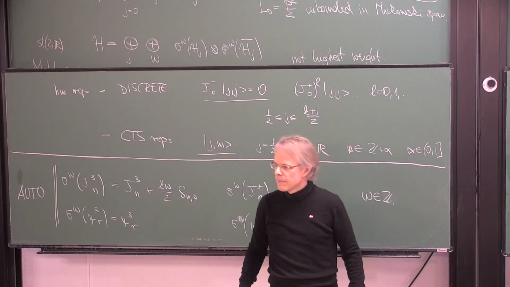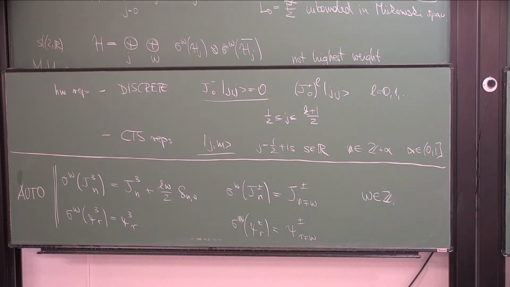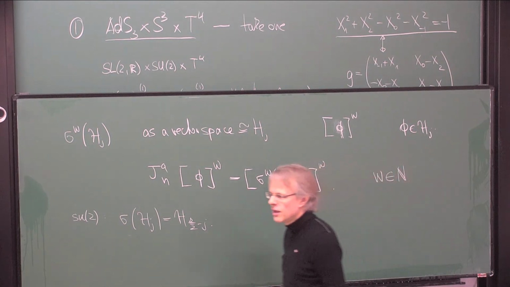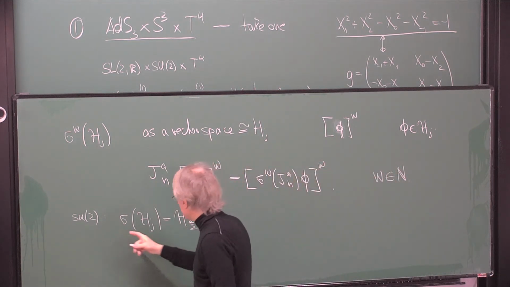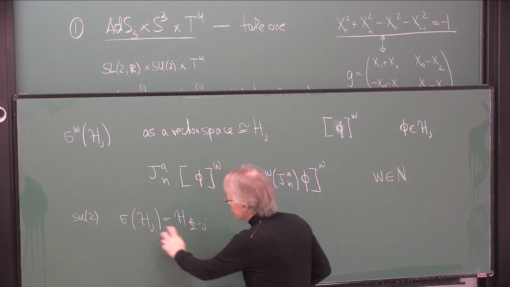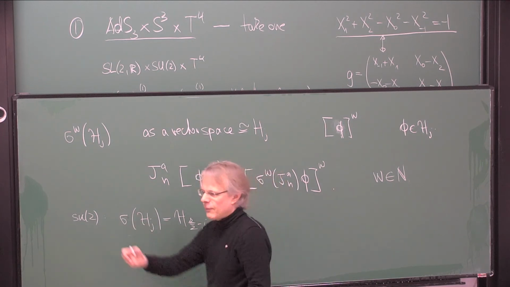That's for a special W or what? No, essentially for all W's. We are going to run W over the positive integers, but that doesn't really matter much. For SU2, this is for W equals 1, and for W equals 2, it obviously doesn't do anything, right?